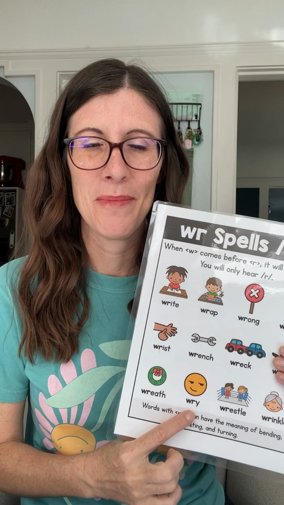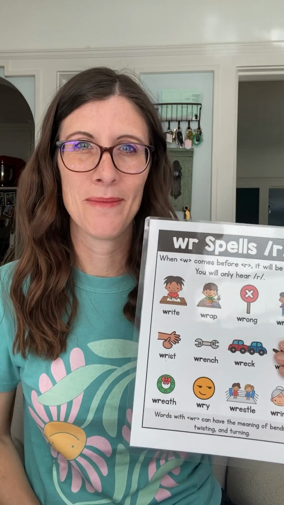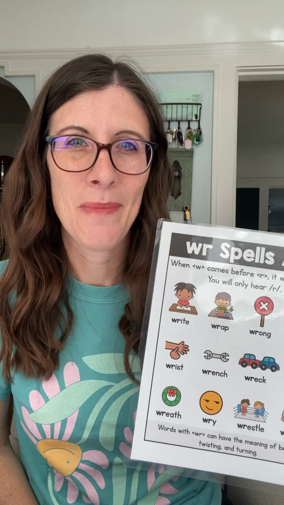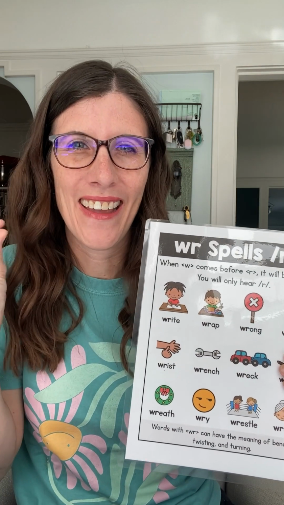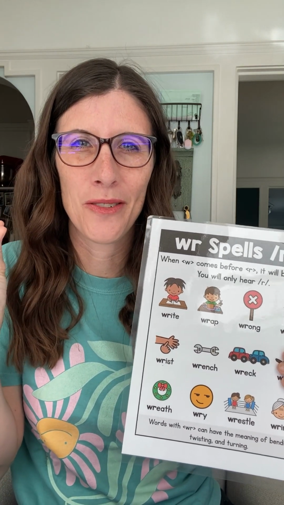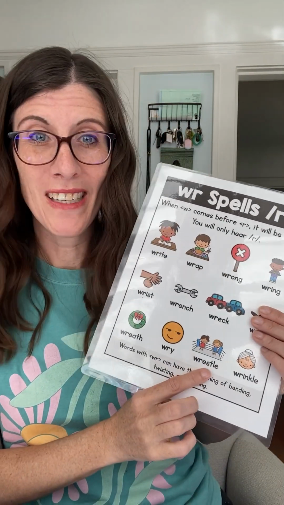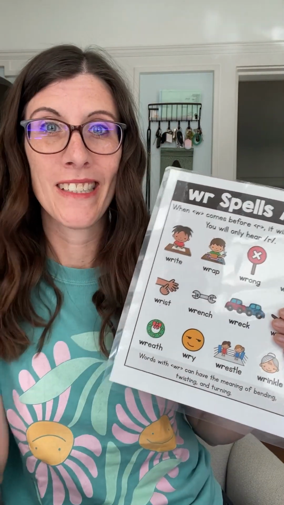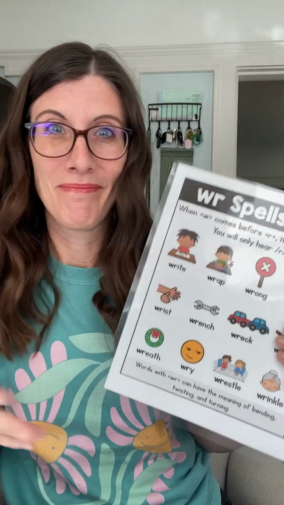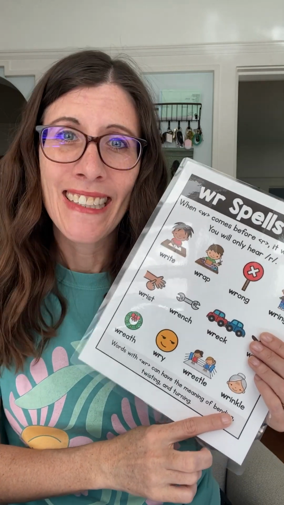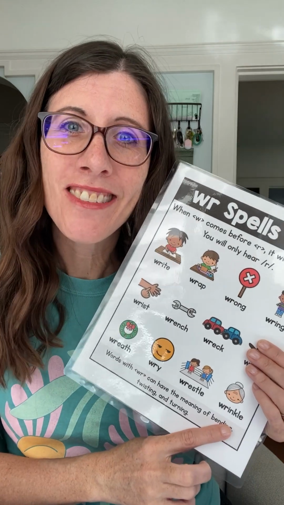Wry is kind of tricky, but if you think about when someone has a wry smile, I think of it as like a tricky or a twisted smile, right? Because it's almost like they have a secret in their little wry smile. When you wrestle, both people are twisting and turning their bodies to try to beat the opponent. And then wrinkle, sadly, there's lots of twists and turns and wrinkles.